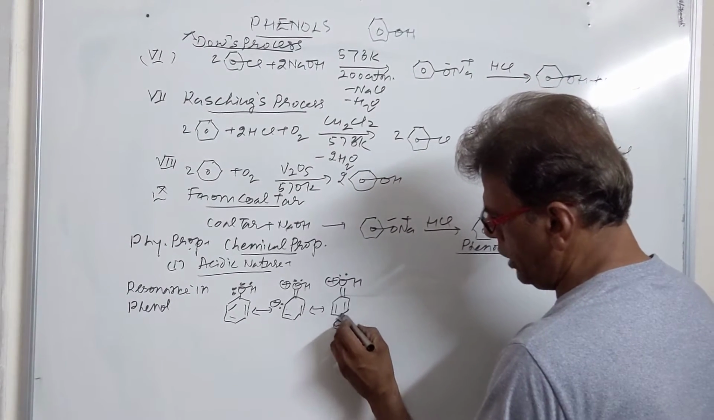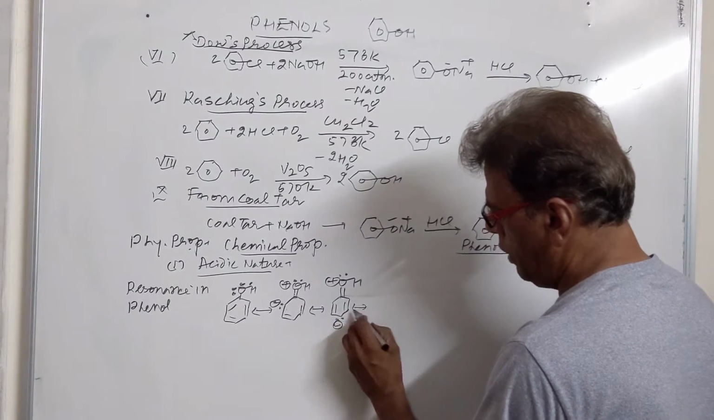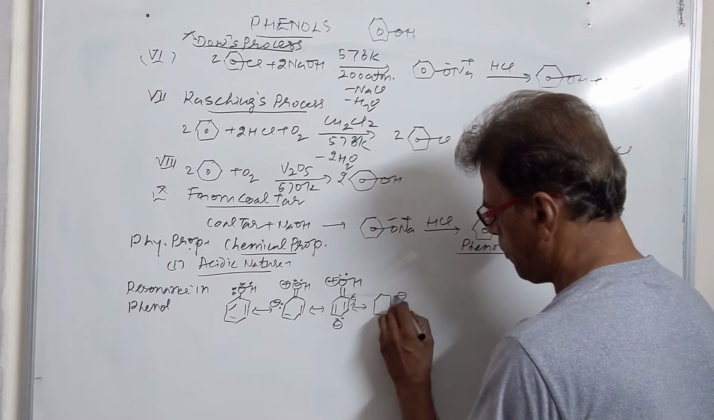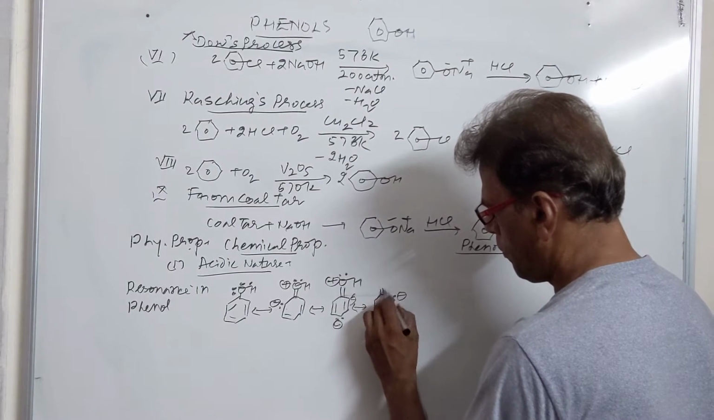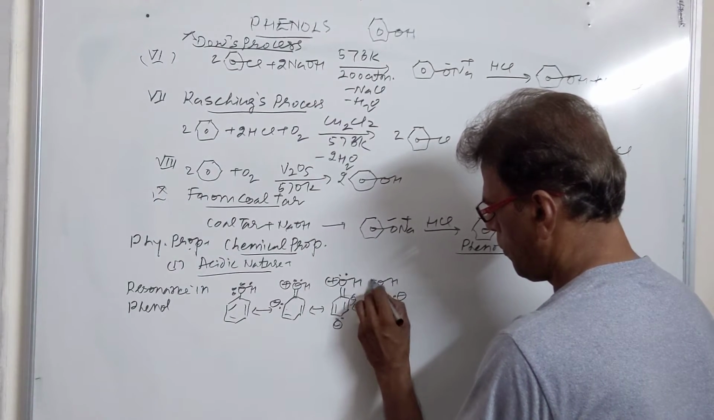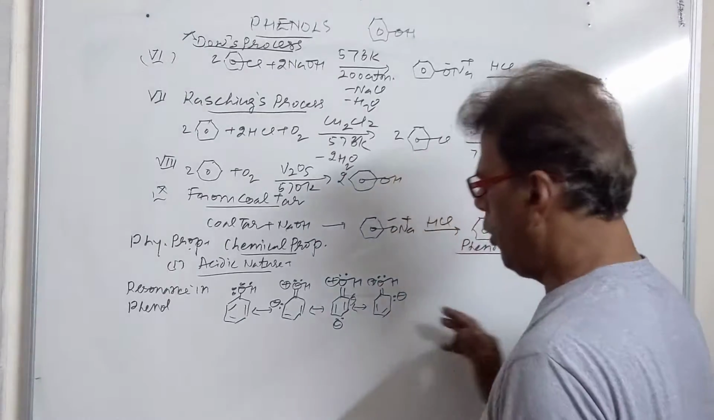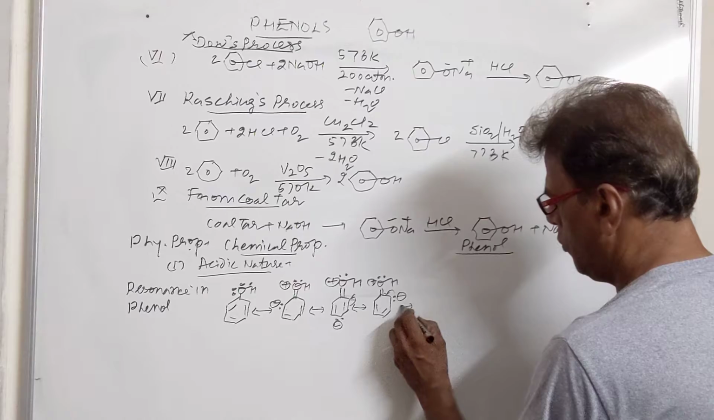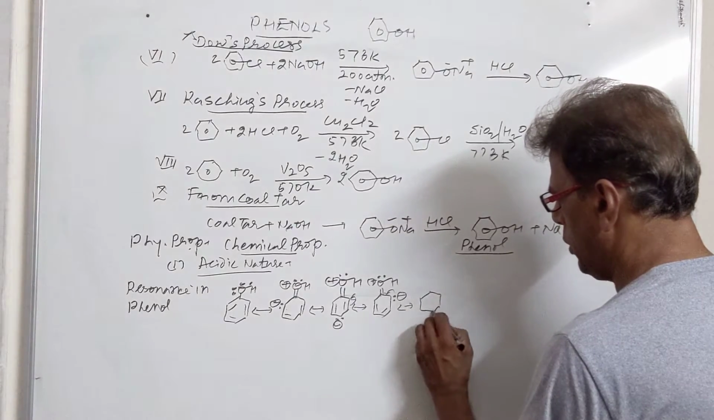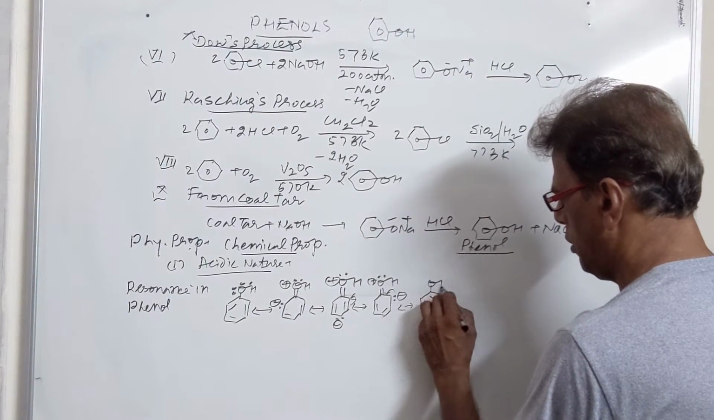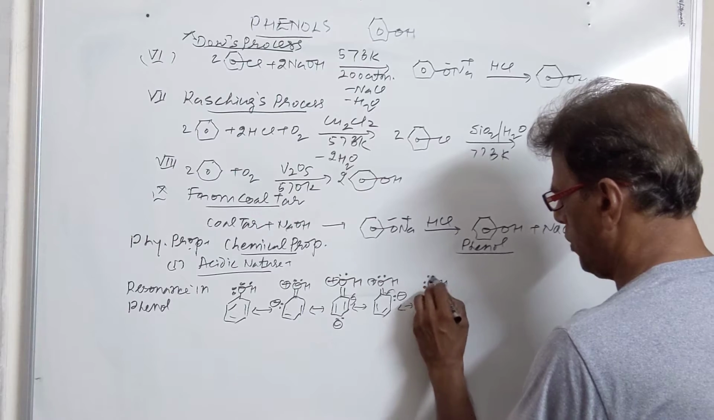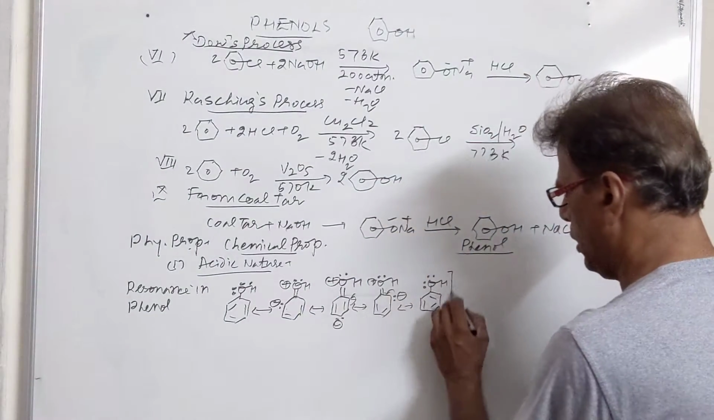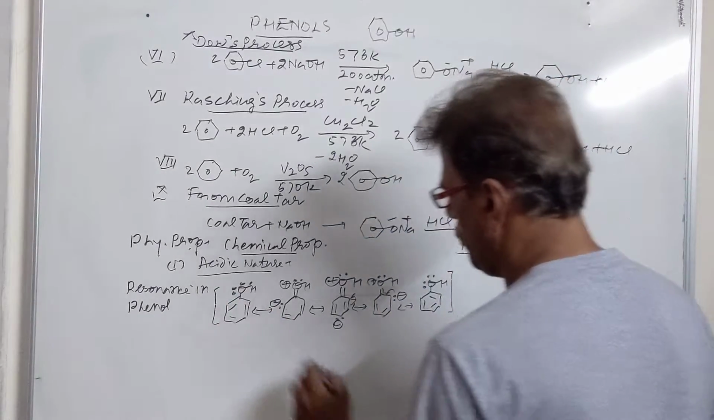When this lone pair comes here, it will form a bond here, and the negative charge will go to this terminus ortho position. In all of these resonating structures, when the lone pair comes here, we get a structure which is similar to the first structure, but the position of the double bond in the benzene ring has changed. So these are the resonating structures of phenol.